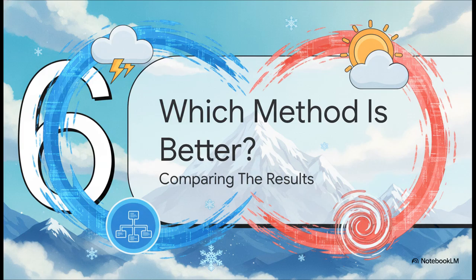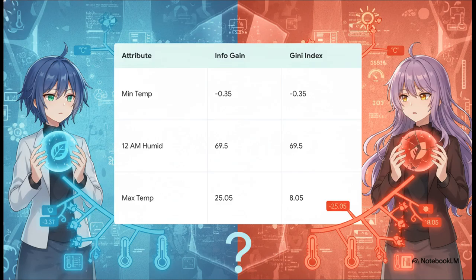Section 6. Which method is better? Let's compare the results of this Kashmir study. The results were incredibly surprising. For minimum temperature and 12 a.m. humidity, the math actually corroborated perfectly. But when it came to maximum temperature, the formulas absolutely went to war.